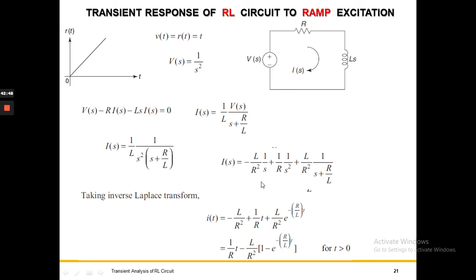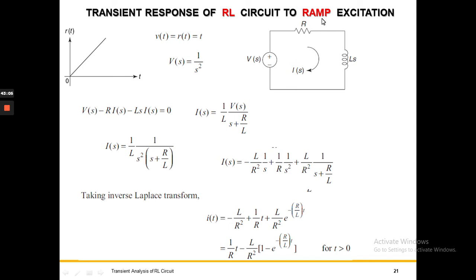So the inverse Laplace transform of 1 by s square is t. This is again the 1 by s plus a form, where a is R by L. So e raised to minus at. This is the expression for the current through the series RL circuit if you are giving a ramp as an input.